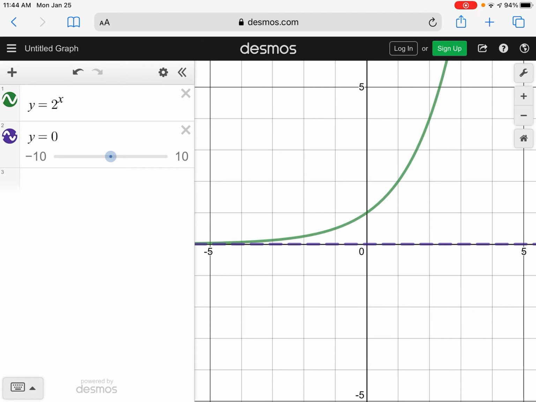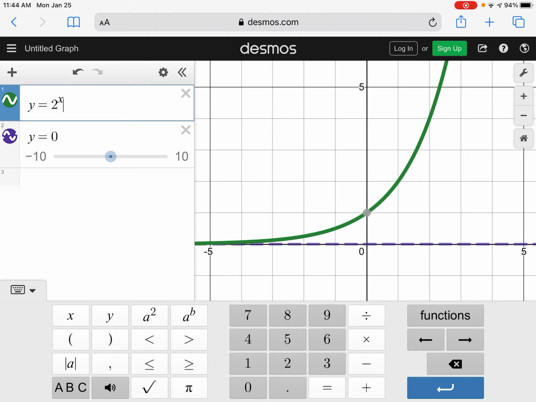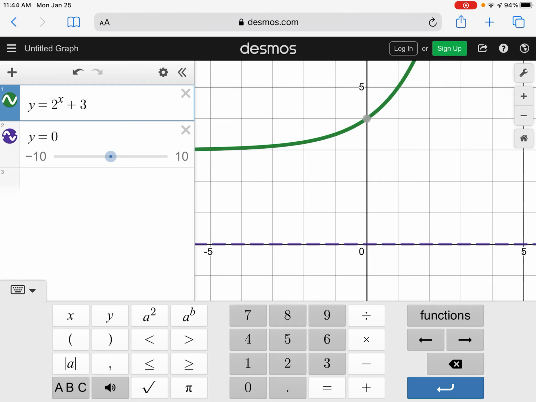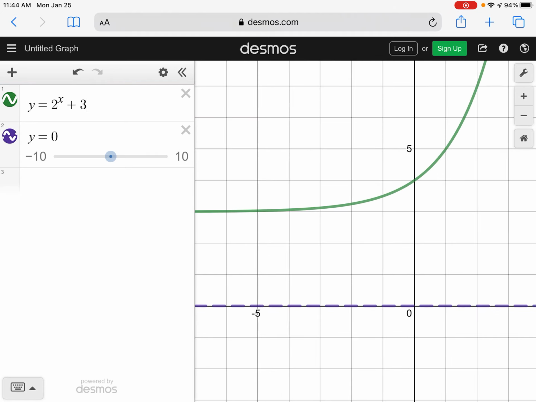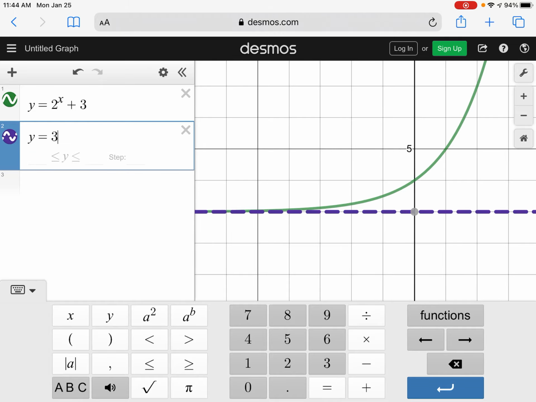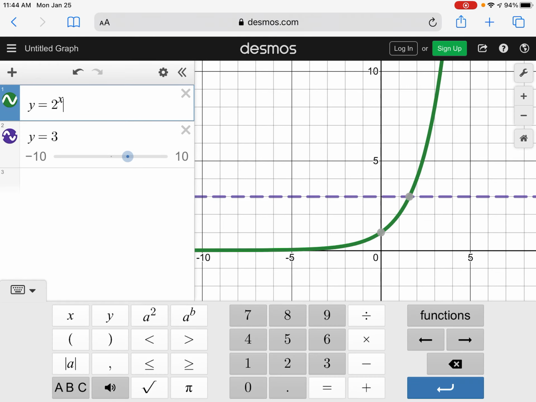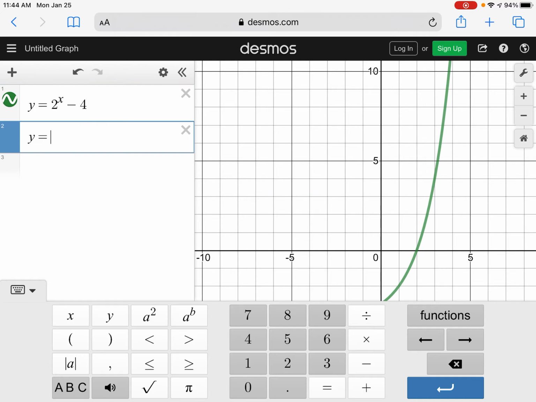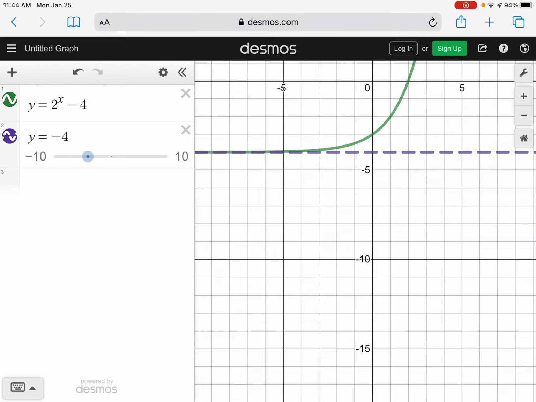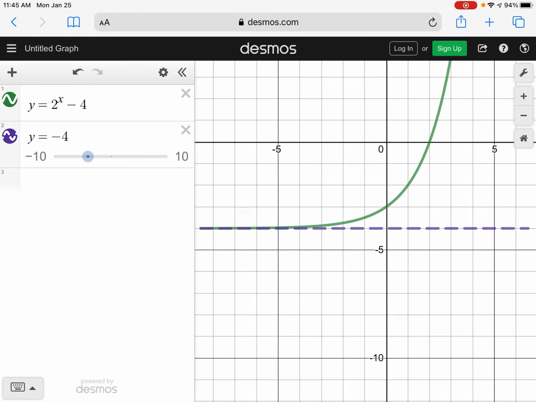And then eventually, when we get into the next section of this unit, we're going to see asymptotes that are different than y equals 0. That happens when there are translations. For example, if I shift this up 3 units, now the asymptote shifts up along with it to y is equal to 3. So that's something you can see. And then if I have a vertical translation going down 4 units, then my asymptote will shift down along with that. So we would have something like this.